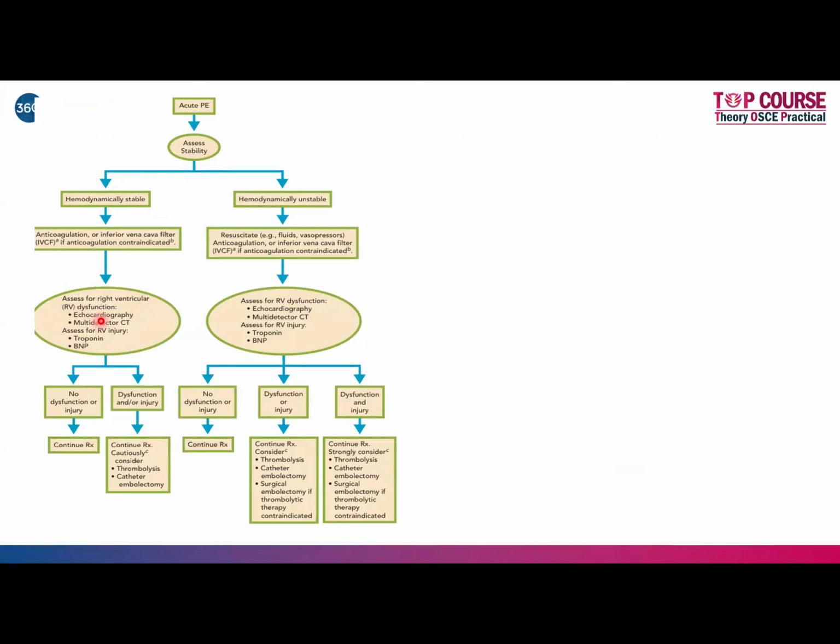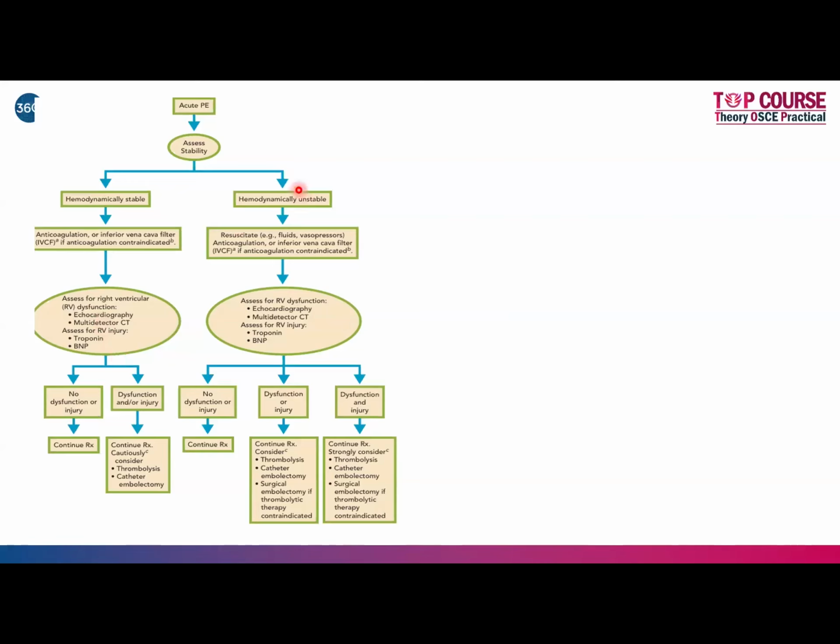While you know that CTPA is what needs to be done, there are times when you cannot do a CTPA, and at that time, the patient has to undergo other things. For example, you'll have to depend on a bedside echocardiography. You will have to depend on a VQ scan. Plus, assessment for the RV injury with elevated cardiac biomarkers. So that is what we have to see.